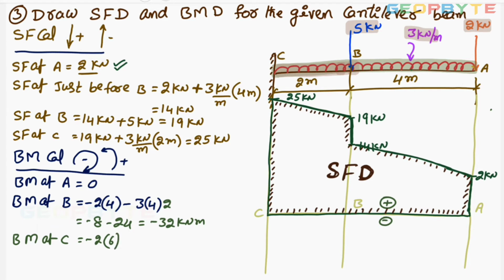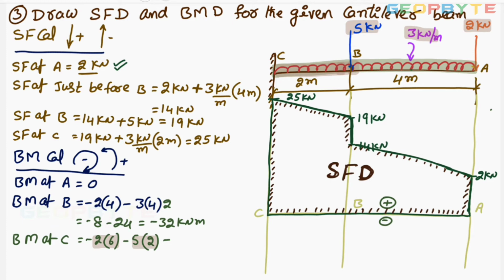This is the moment due to the point load. First I am finding the moments due to point loads. 5 kilonewtons is also a point load. Minus 5 into the distance up to C, which is 2 meters. So the first one is the moment due to a point load, and the second one is also the moment due to a point load. Then the moment due to the UDL: the UDL is acting throughout the length, that is 6 meters.